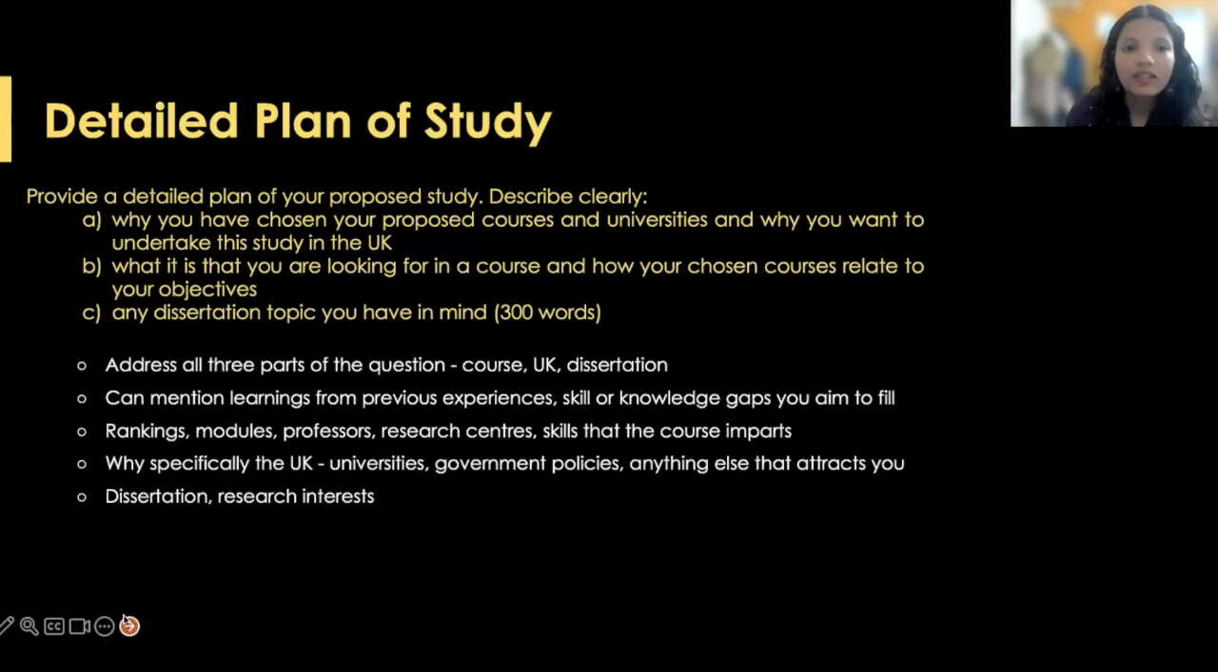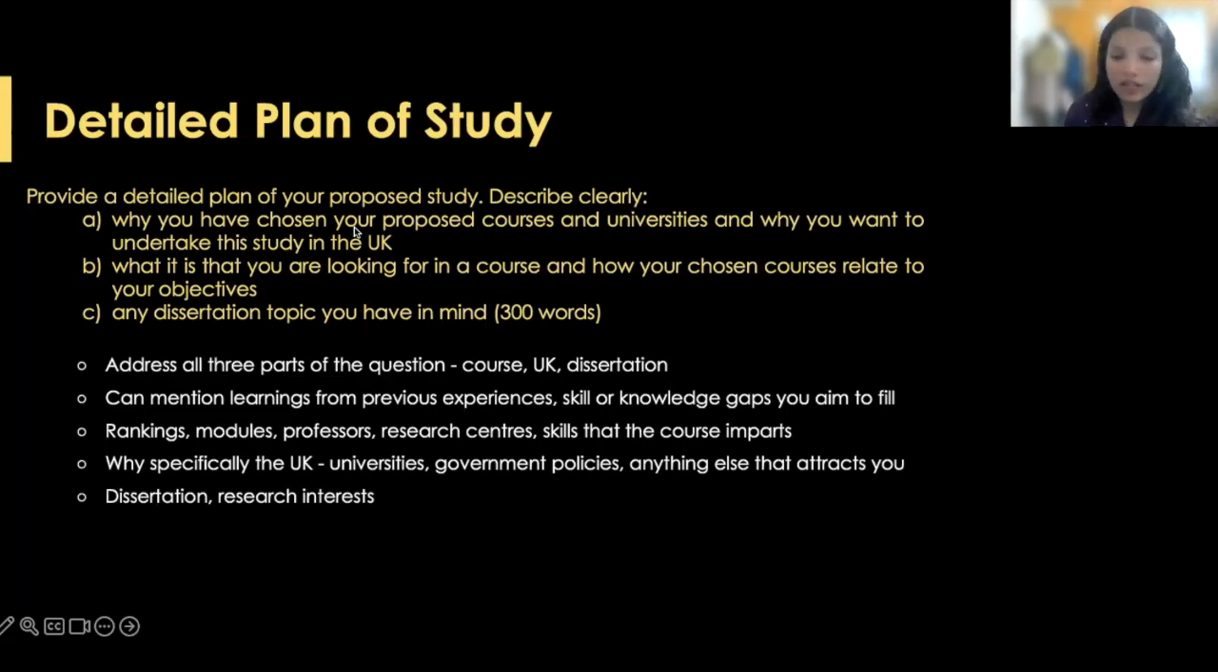And then you are also provided a space of 300 words to write a more detailed plan of your study. And this question basically asks for your rationale for three things. One is, why have you chosen this course in this university? And why do you want to study in the UK? What is it that you're looking for in a course, and how does your course relate to your objectives and any dissertation topic? So make sure that you answer all of these parts in a coherent manner.